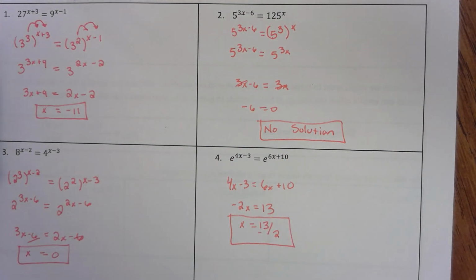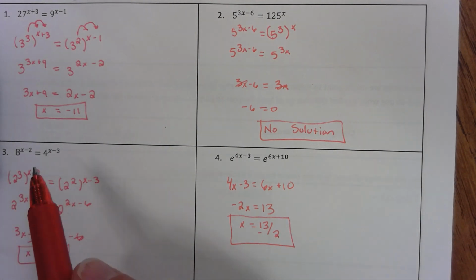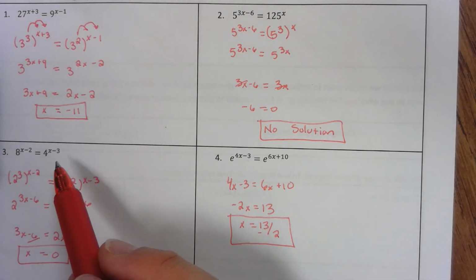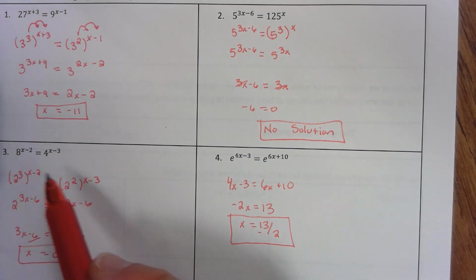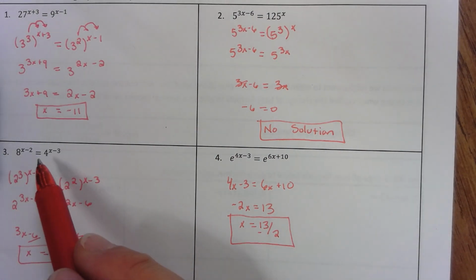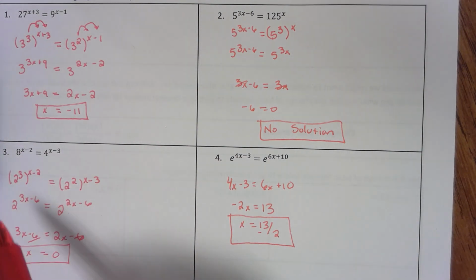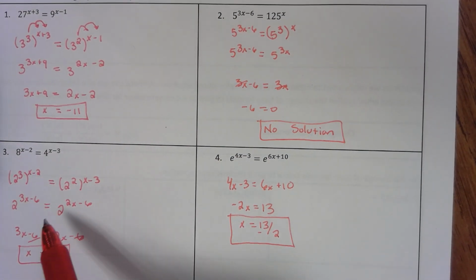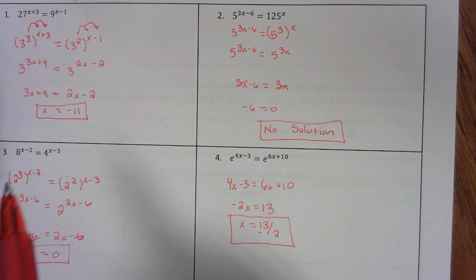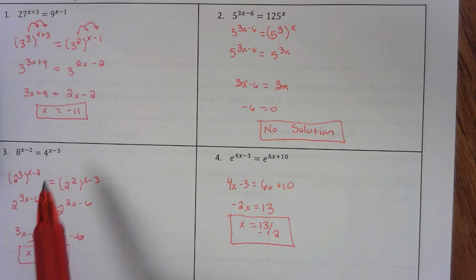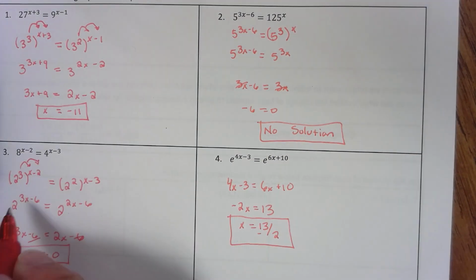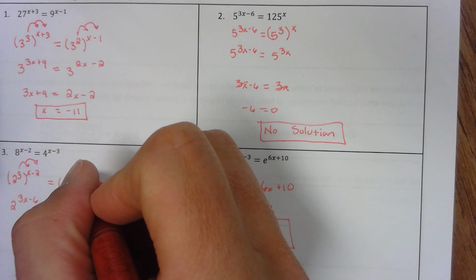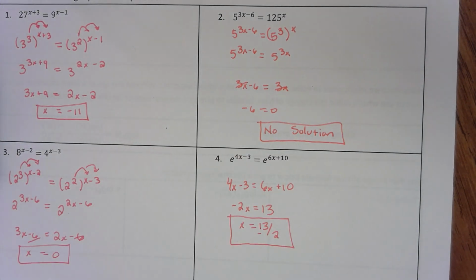Down here on number 3, this is one of those cases where we have to rewrite both bases. I can't rewrite 4 to some power to get 8 and vice versa. So I recognize, though, that 8 and 4 can both be written as a base of 2, 8 being 2 cubed and 4 being 2 squared. Just like we saw in number 1 here, we have that exponent raised to another exponent, so this 3 does distribute. That's how I get the 3x minus 6. This 2 also distributes. That's how I get 2x minus 6.